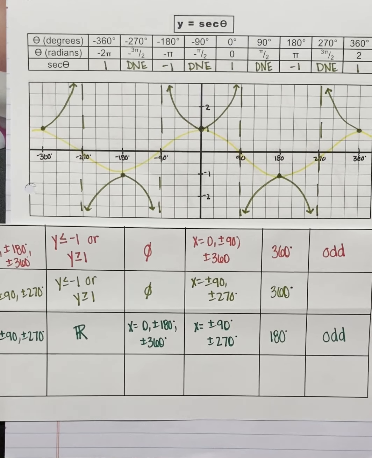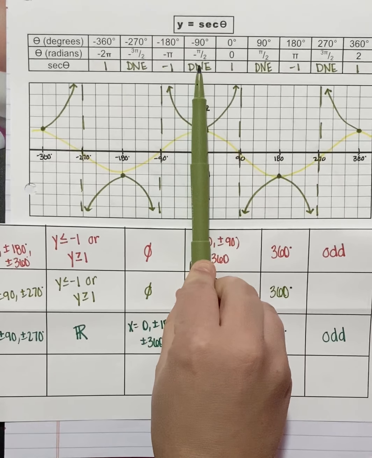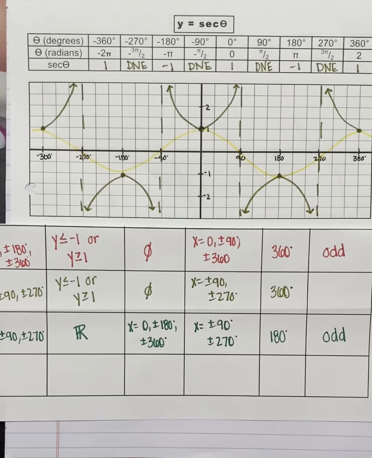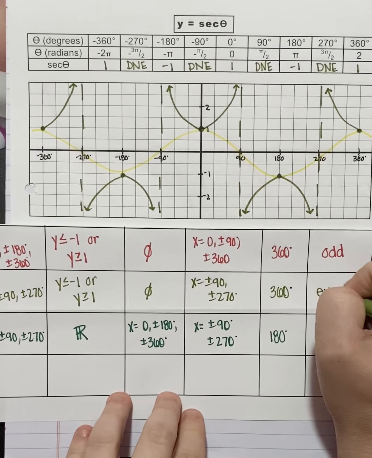All right, even, odd, or neither. If I put my pin right here across the y-axis, as you can see, it matches up. The right side matches the left-hand side, so this right here makes this an even function.